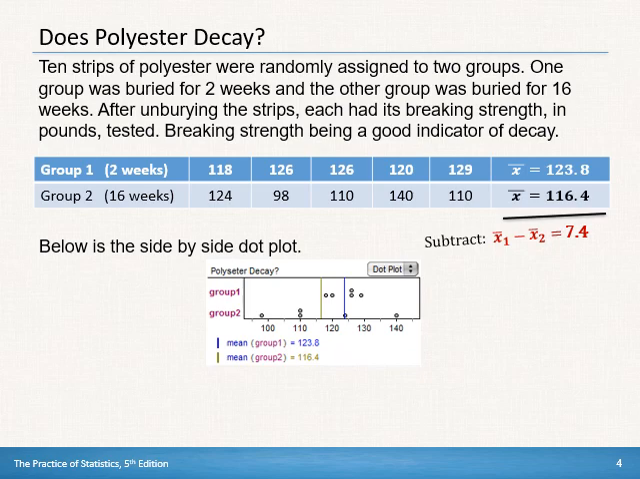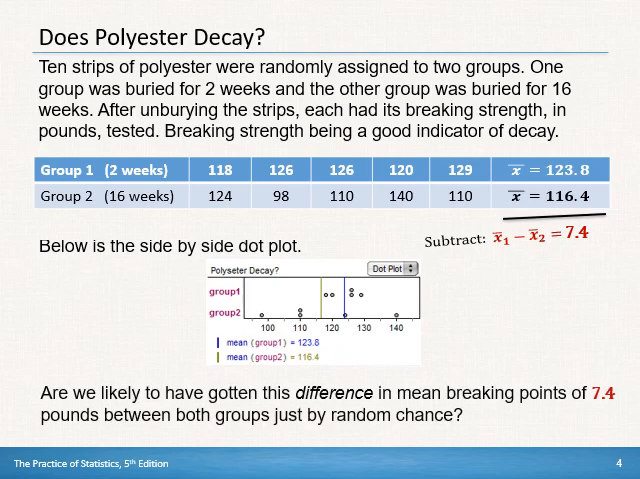And so what we want to think about is how likely is it that we could have gotten that difference just by chance alone, by random chance? So the difference we saw in the two experimental treatment groups was an average difference in the averages of 7.4 pounds of force needed to tear apart the samples. So could we have gotten that just by chance alone? Is really what we want to explore, or in this case, we're going to simulate.